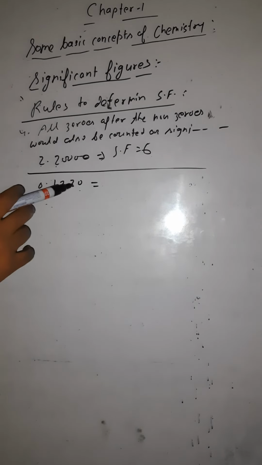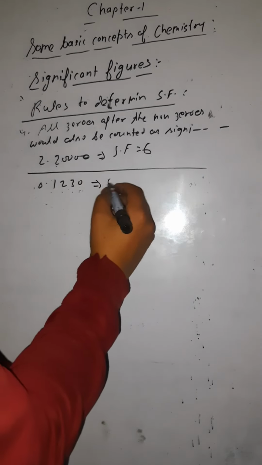So how many significant figures are here? 1, 2, you would count this, but this one you would not count. So 1, 2, 3, 4. So how many significant figures are here?